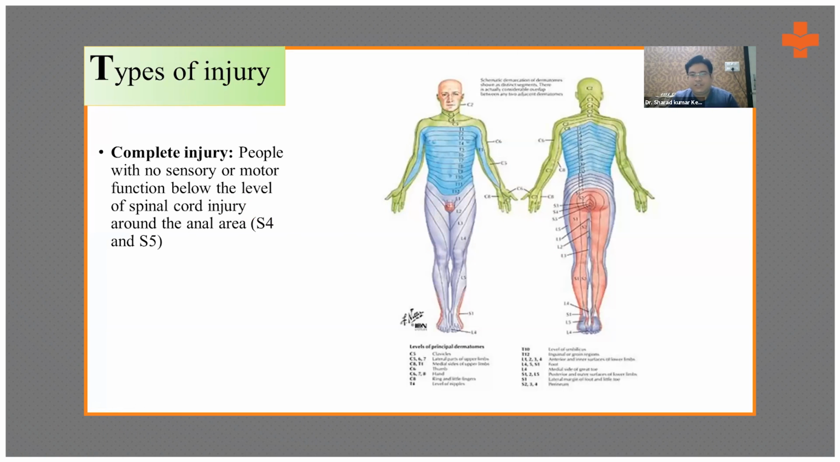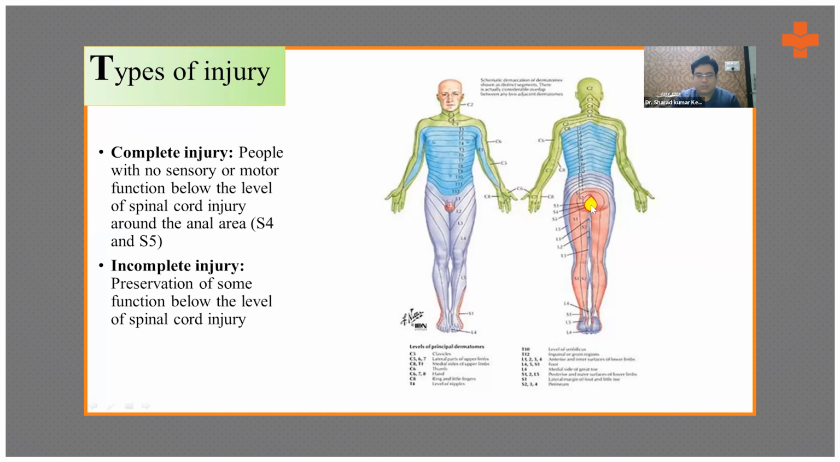So based on the type of spinal cord injury, we can classify it as either a complete injury or an incomplete injury. We call it a complete injury when the sacral segments are also involved, so people with no sensory or motor function below the level of spinal cord injury around the anal area, that is S4, S5. This yellow part showing here.